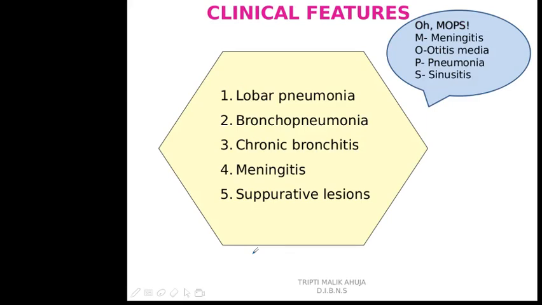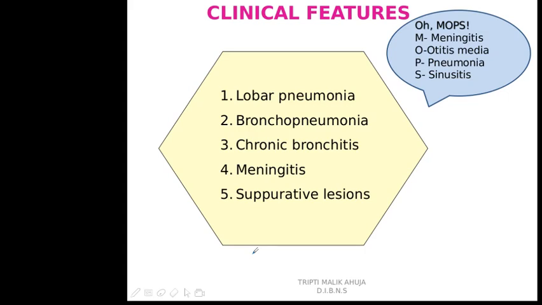In lobar pneumonia, either lobe of the lungs is affected, and the individuals who get the infection are having some other infection as the primary pathogen, which are usually viruses. So lobar pneumonia, because of Streptococcus, follows a viral infection.